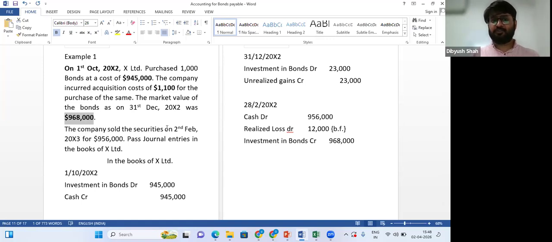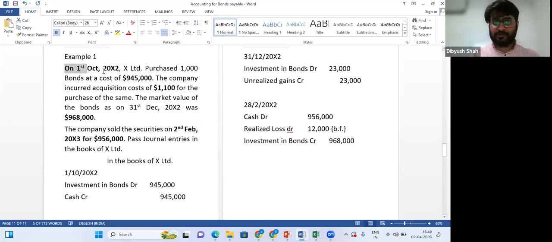Finally, the company sold the securities on 2nd of February 2003, next year, for $956,000. What have I asked here? Pass journal entries in the books of X Limited. Now, if you are a slow student like me, you need some time to process all this information. So let's process it again slowly.